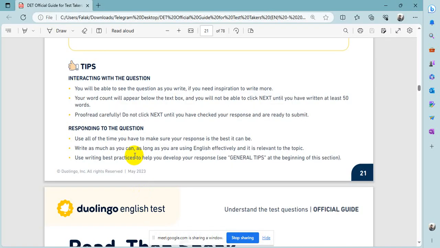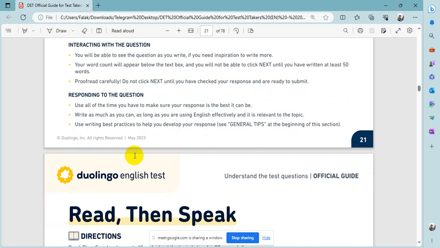So let's move on to the tips for responding to the question. The first tip says, use all of the time you have to make sure your response is the best it can be. Please use all of the time you have. This is the suggestion that I am telling you many times: don't move on to the next question after 3 minutes.